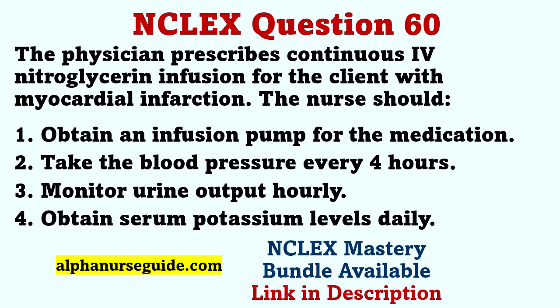The physician prescribes continuous IV nitroglycerin infusion for the client with myocardial infarction. The nurse should 1. Obtain an infusion pump for the medication. 2. Take the blood pressure every 4 hours. 3. Monitor urine output hourly. 4. Obtain serum potassium levels daily. The correct answer is 1. Obtain an infusion pump for the medication.